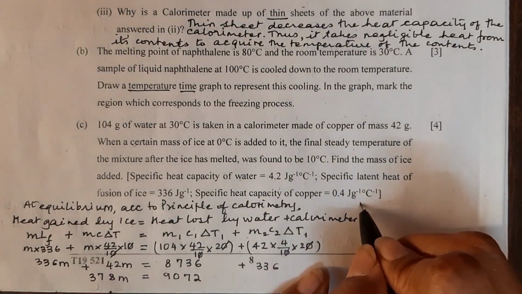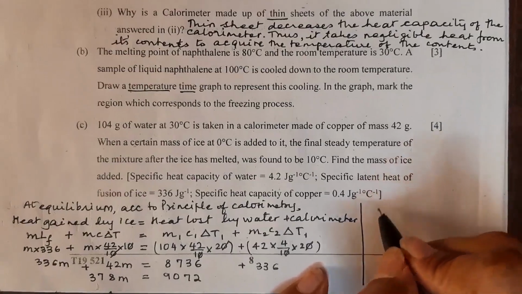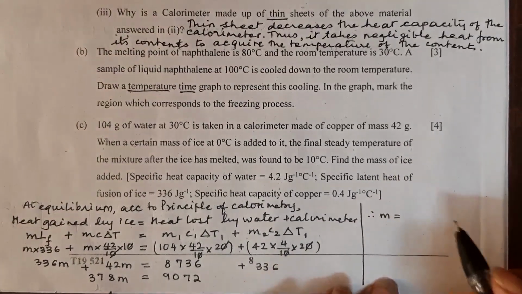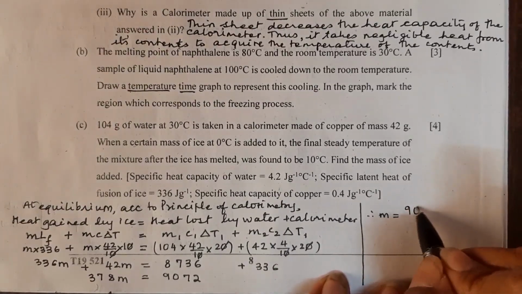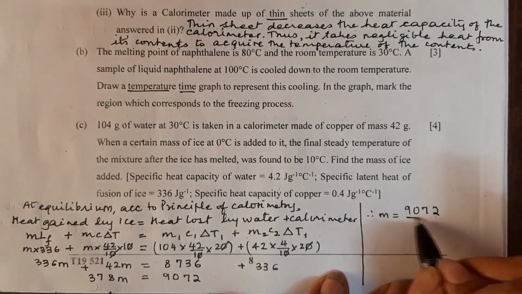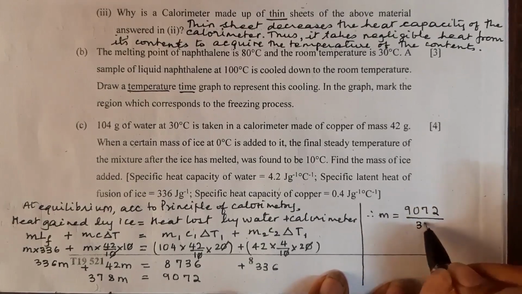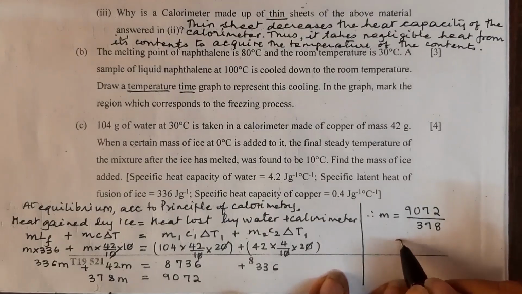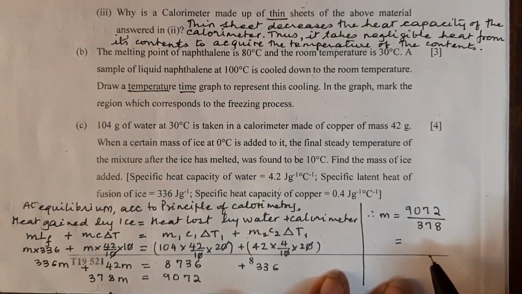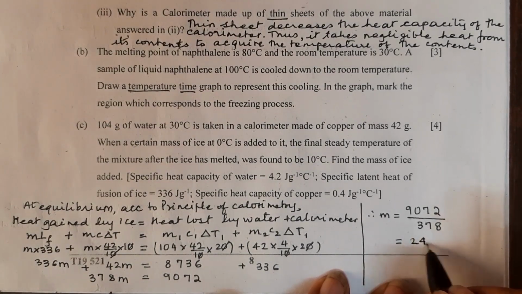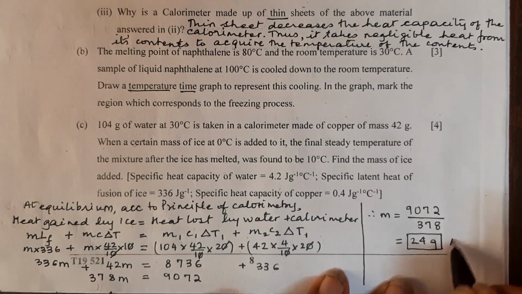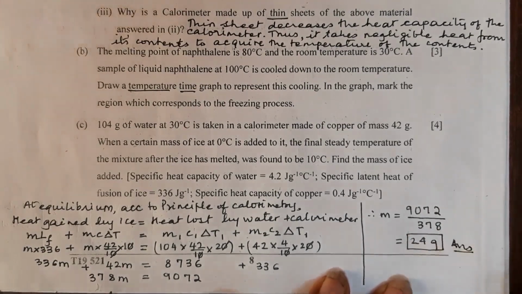And now let's continue. Therefore m will be equal to 9072 upon 378. Now these are 3 times multiples, and you will get your answer as 24 gram. So the mass of ice should be 24 gram, and that is our answer.